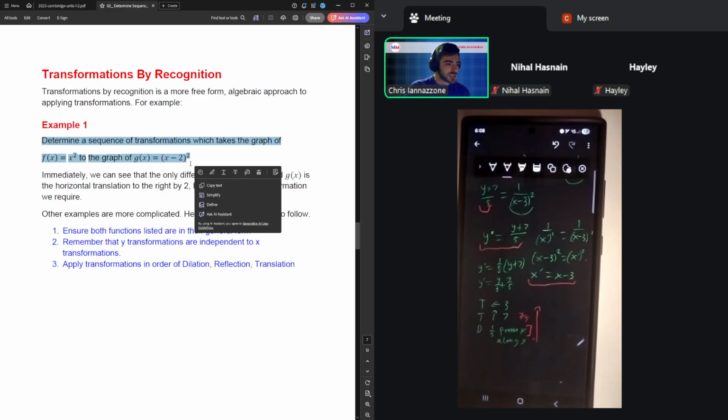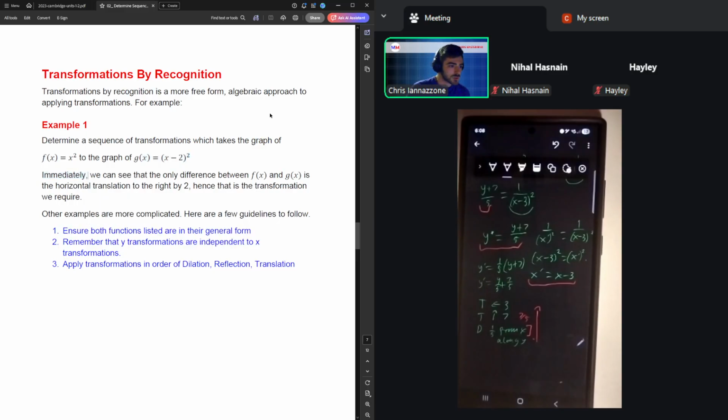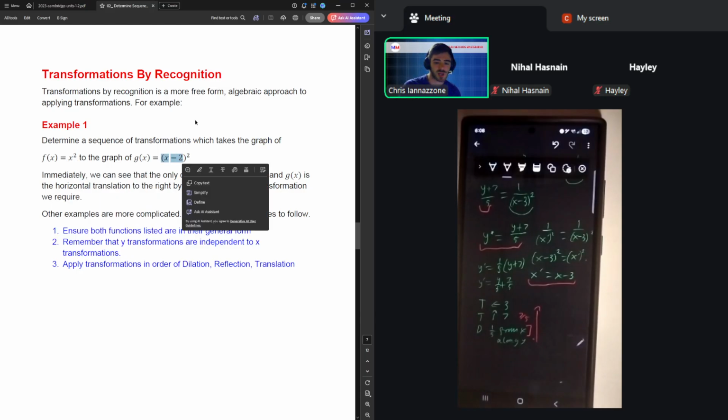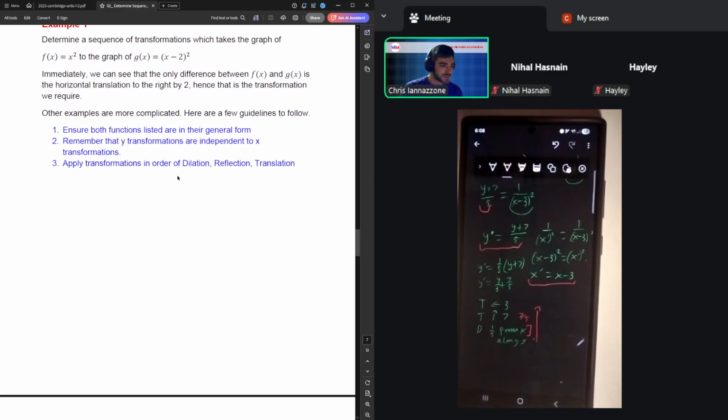So the question is still the same. Figure out how to get from here to here. Now, in simple examples like this, because there's nothing really going on there, it would be a bit stupid of us to do a full procedure to try and figure out, okay, literally the only difference here is a shift right by 2. So just say a shift right by 2. Going from here to here, that's the only difference. These guidelines are also helpful for when you have a whole bunch of transformations in there that you have to try and work with. So first little guideline is just make sure that both functions are in their general form.